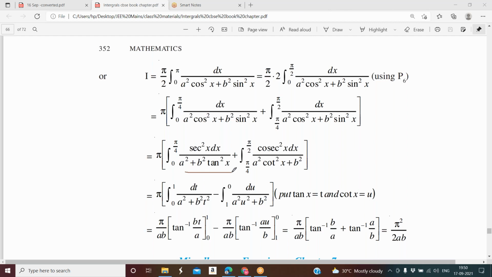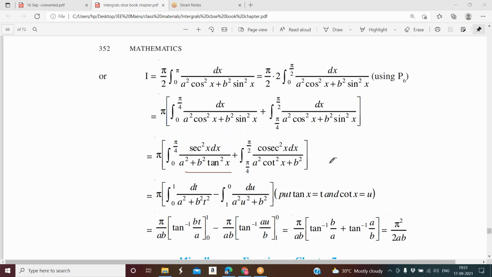How to evaluate this? By the substitution method, because we have tan square x in the denominator. The differentiation of tan is secant, and the differentiation of cot is cosecant, which is present in the integral. So let tan x equal to t and cot x equal to u.